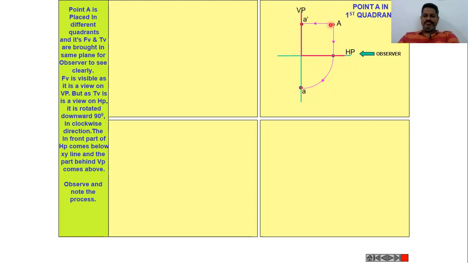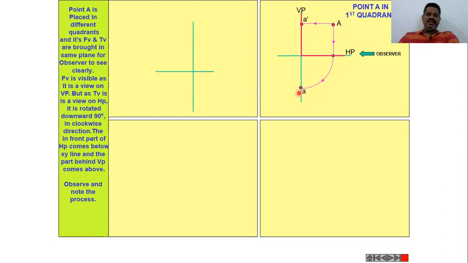The projected point is a certain distance above the HP, a certain distance in front of the VP. So when I rotate the horizontal plane 90 degrees, which coincides with the vertical plane, that means the point is a certain distance above the HP and a certain distance below the XY line like this. So the point which is in front of the VP will become below the XY line like this.